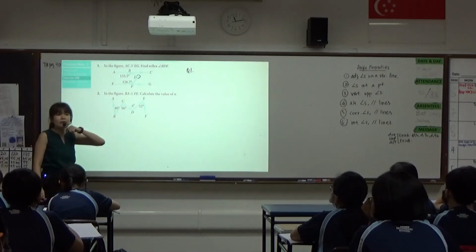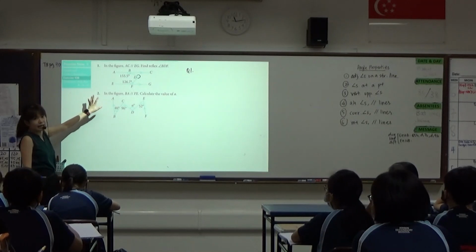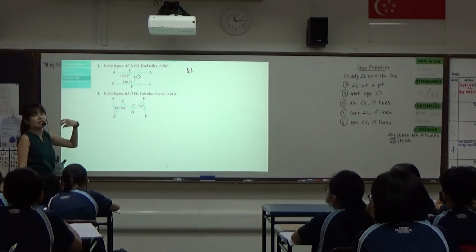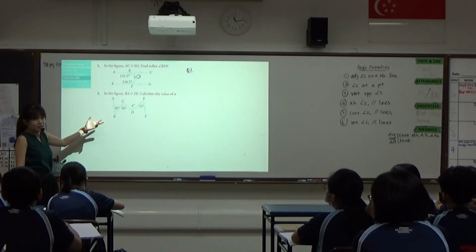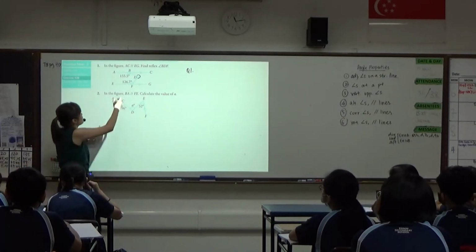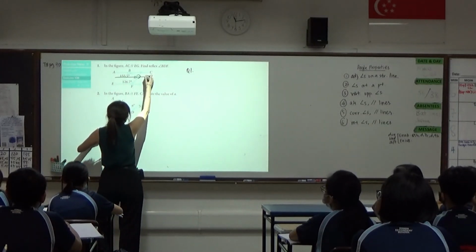A skill that we need to learn is to know how to add in another line. And this line cannot be any random line. It must be strategically placed in. So what kind of line should we put in? A parallel line, right? Very good. So we put in a parallel line over here.